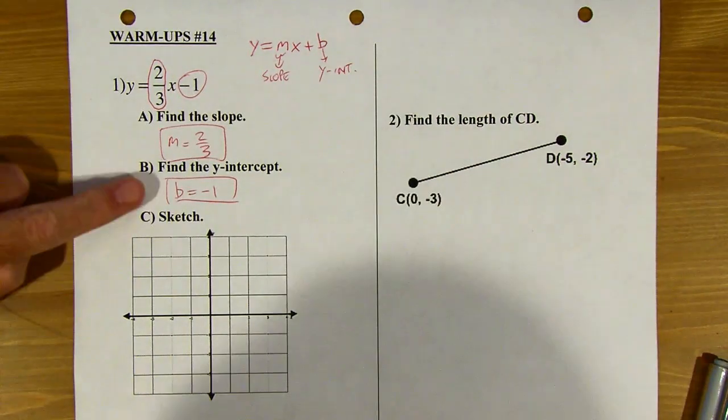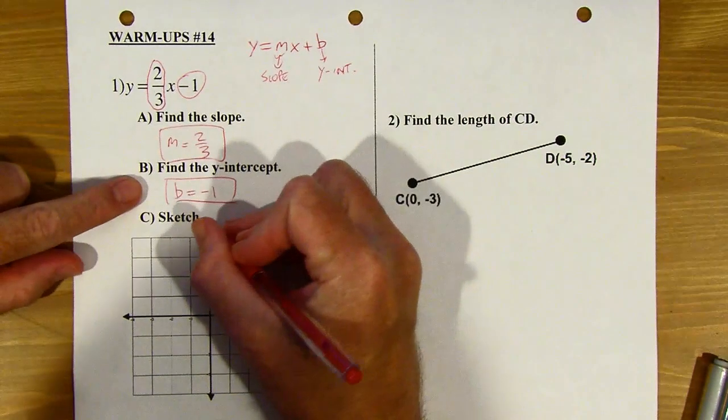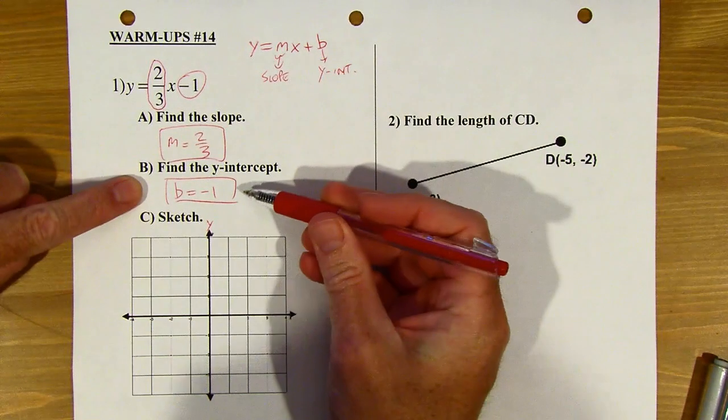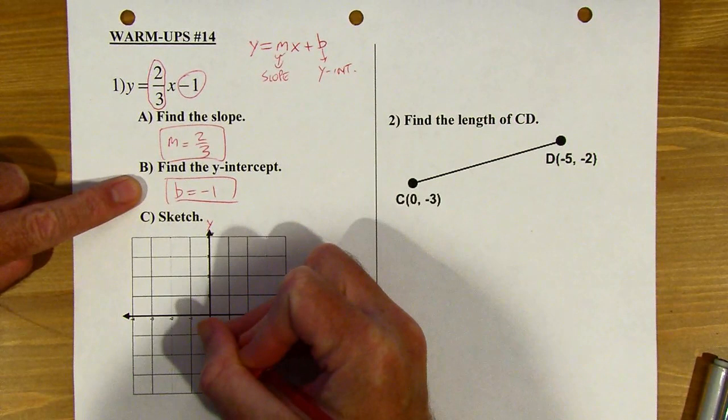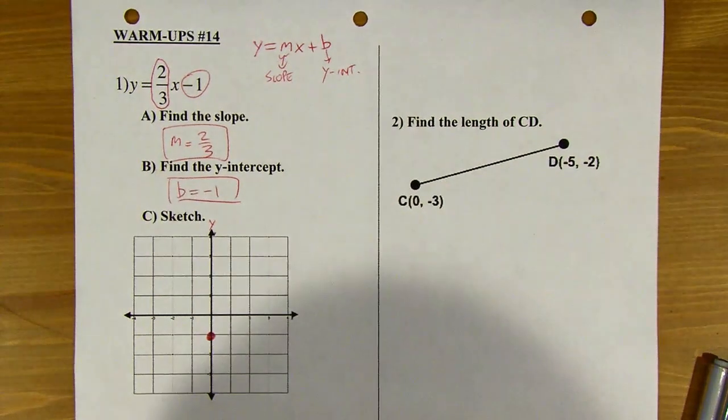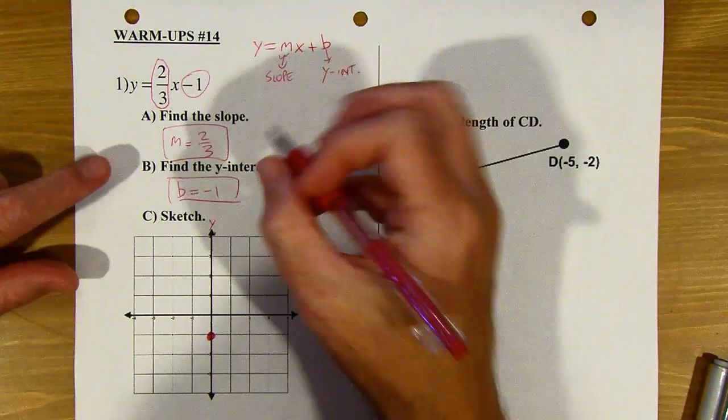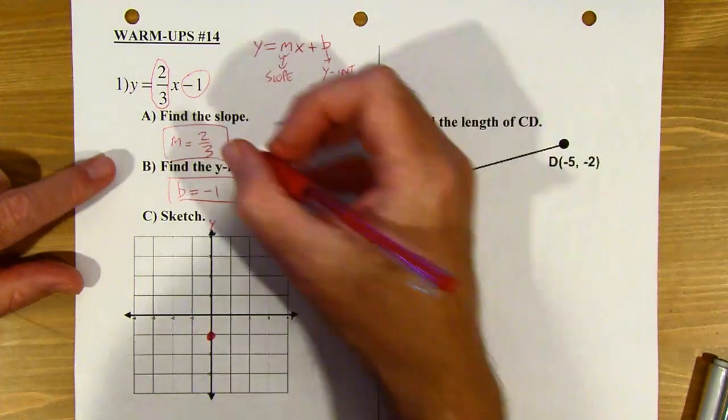So start with the y-intercept. That means, hey, here's my y-axis. My line's going to cross the y-axis at -1, so down 1. So make a little dot right there. I know my line goes through that point. Then I'm going to use the slope to find another point.